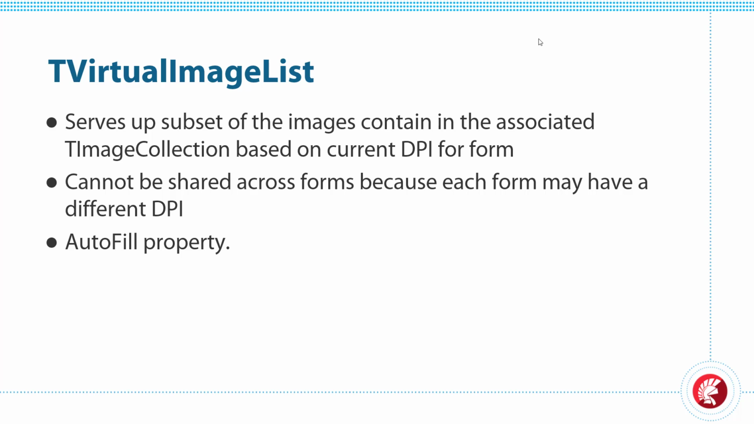Another nice feature that I'll show is the autofill. Your image collection could have 20 images in it, and your virtual image list for a given form could just use 5 of those, and you could manually pick the 5 you wanted from the collection. Or you can turn on autofill, and it will automatically bring in all of the images from the collection at the appropriate size to support the DPI scaling that is currently in place on that monitor.